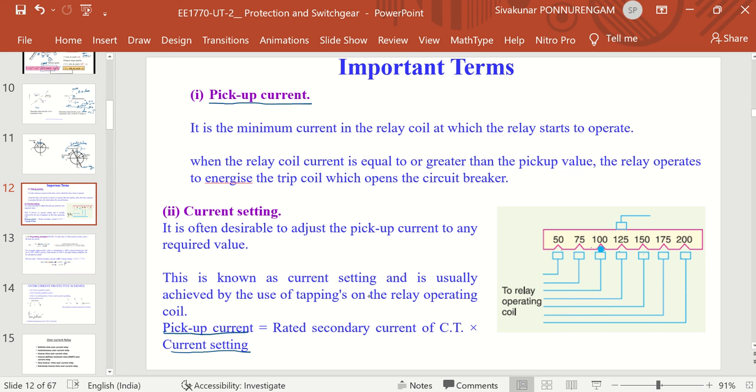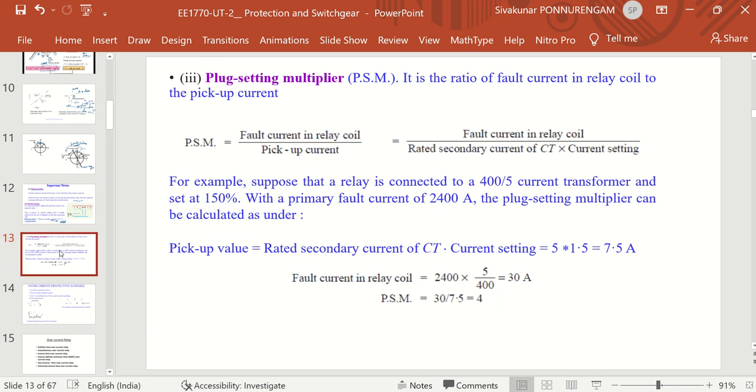So what is the pickup current? It is the rated secondary current. Suppose you use a 100 amps to 10 amps CT, so the rated secondary current is 10 amps. What is its setting? I'm going to put 100. So 100 into 10, that is the 1000 amps rating we get. That is the secondary CT option, the pickup value we fix as per our requirement.